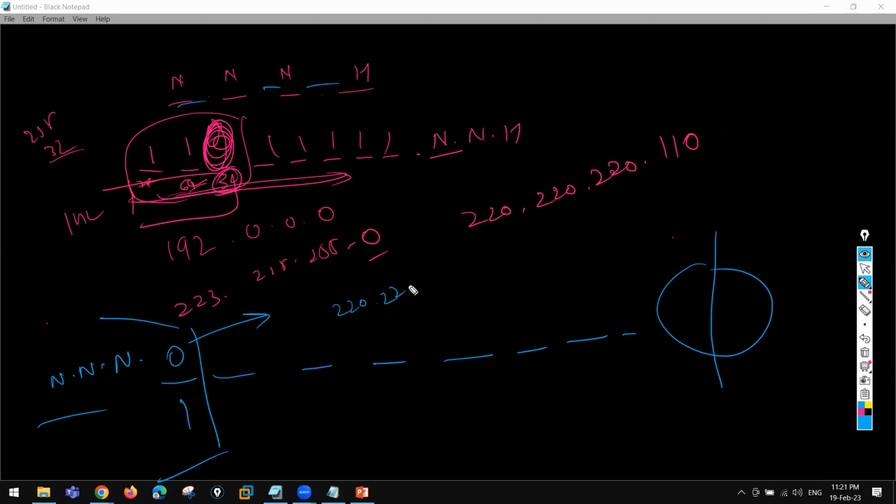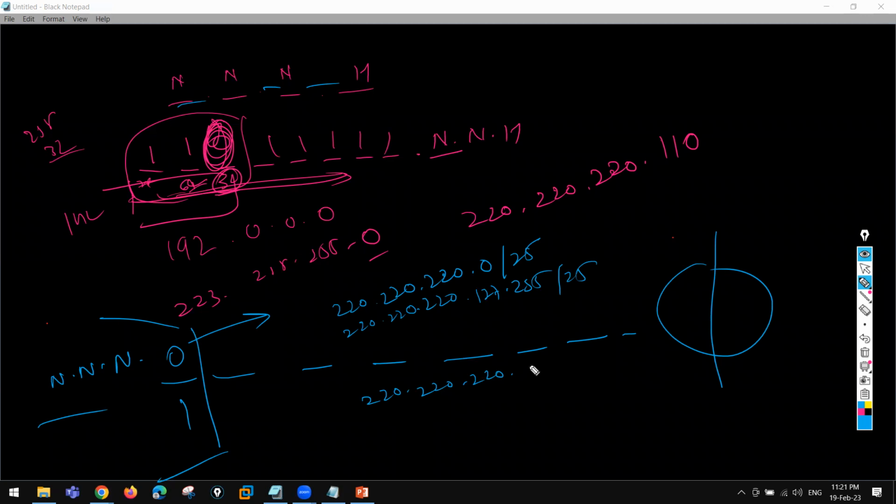220.220.220.0/25, correct? And what would be the last address in this? 220.220.220.127, correct? And for the second block, what is the network address?